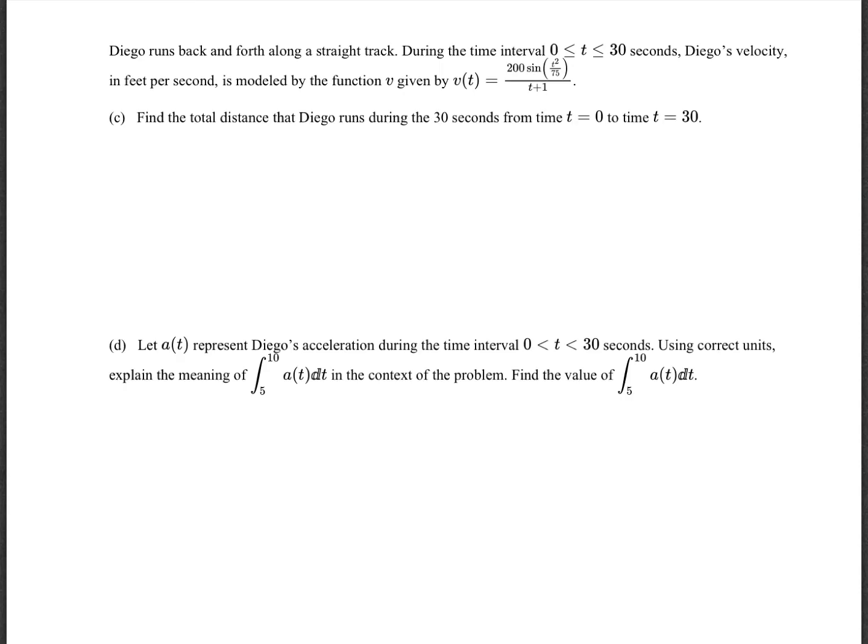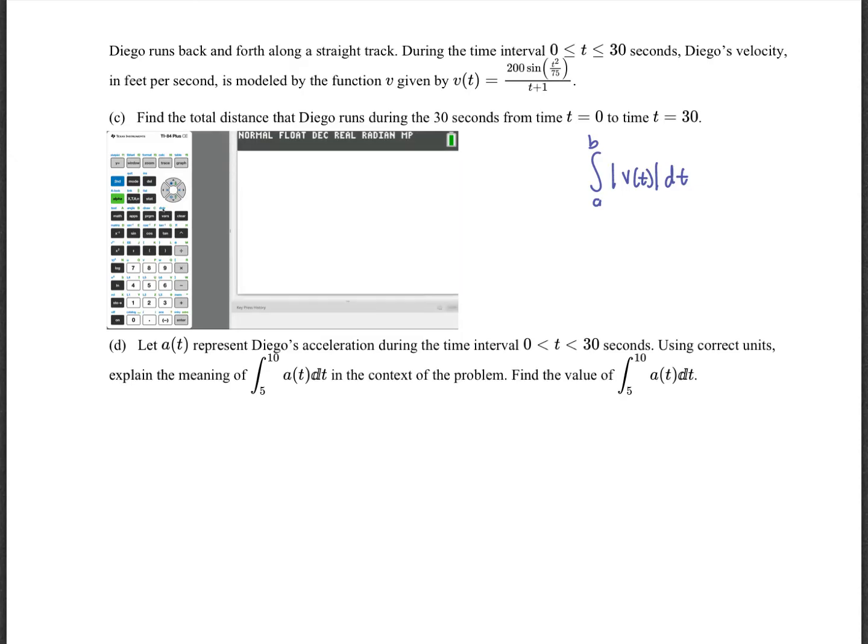Okay, for part C, they say find the total distance that Diego runs during the last 30 seconds from t equals 0 to time t equals 30. Okay, so total distance traveled is the integral from a to b of the absolute value of velocity. And then that's all we'll do. So this will just be all in the calculator. We'll go from 0 to 30, and we'll do the absolute value of y1. To get absolute value, do math and then go over to the num tab. There, ABS is absolute value. And then just put y1 in there.